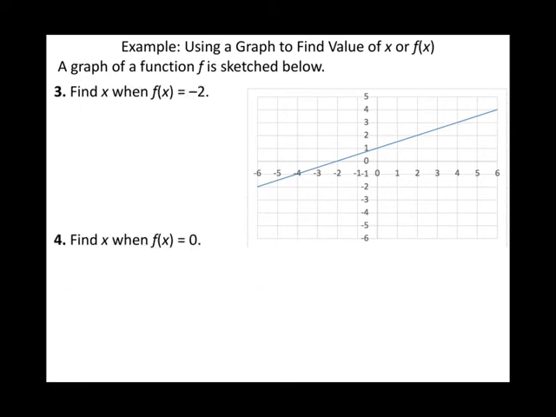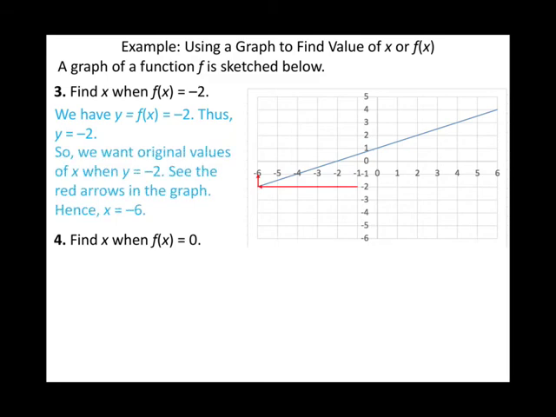Okay, number 3. Find the x when f of x equals negative 2. This time they gave the y, and I want you to find out the x. So y equals negative 2, like here. And then we go to the left, hit the linear equation, go up. This is going to be x equals negative 6.